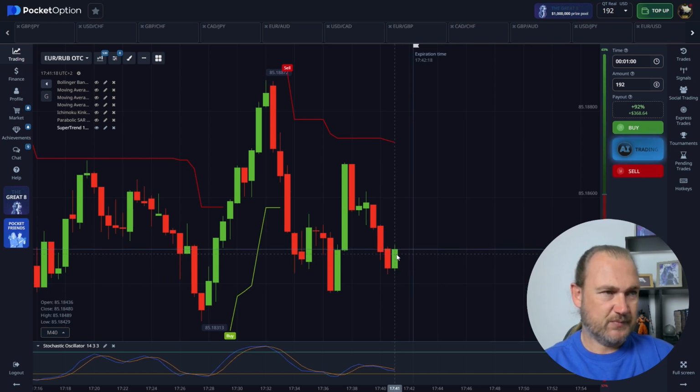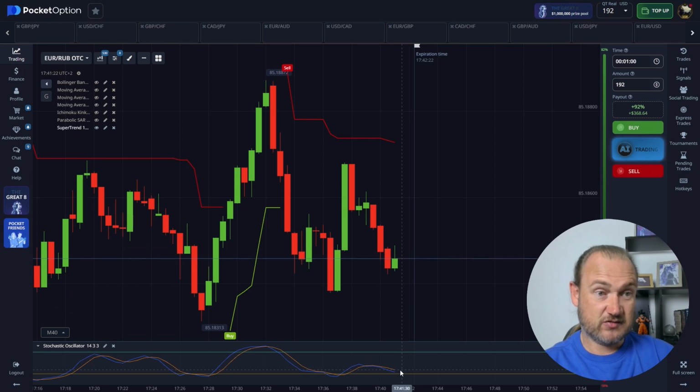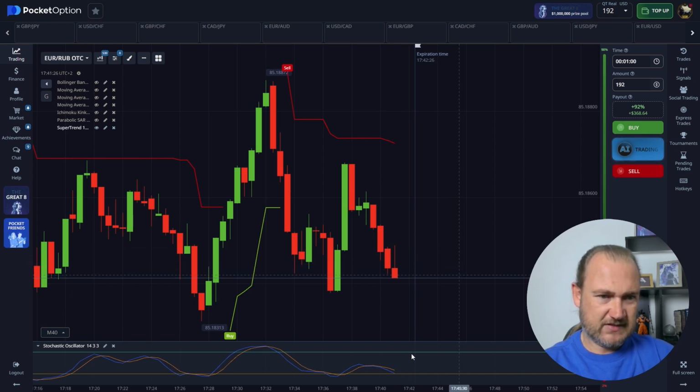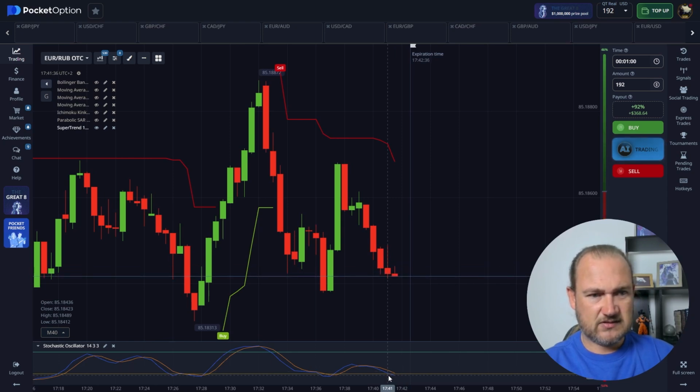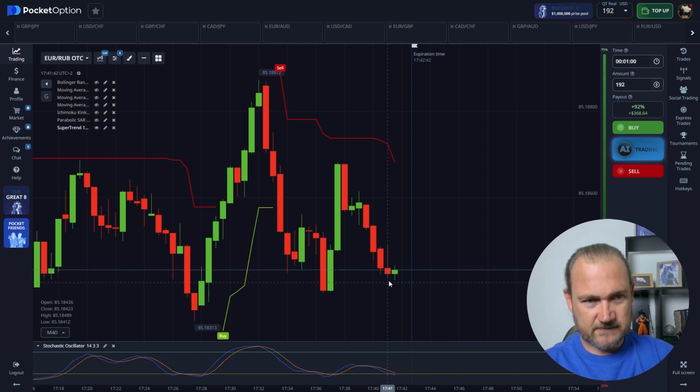If this pushes up, next candle will make a bullish crossover on the stochastic, which is bad for our strategy. Let's see what happens. We have 2 seconds left. It's not crossed, so this is our confirmation candle. We can see on this candle we did not see the stochastic clearly cross into the oversold zone, so we are not taking a trade here.